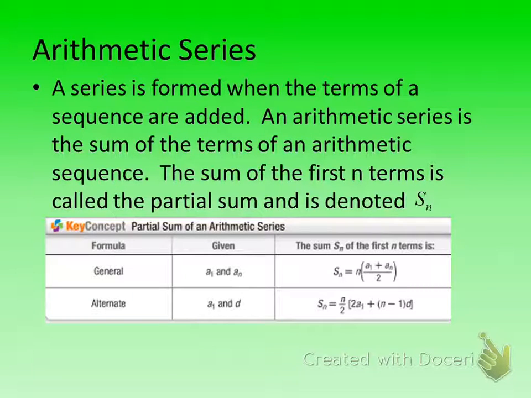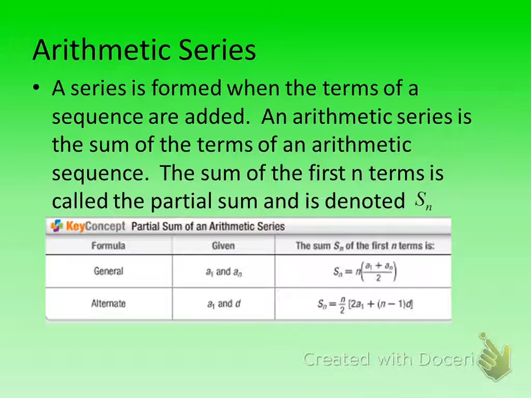Okay. Moving on to series, which is a new term. A series is formed when the terms of a sequence are added all together. And this is what we're going to spend the rest of the day on, the arithmetic series. An arithmetic series is the sum of the terms of an arithmetic sequence. So now you're taking all these terms that are in line and you're adding them all together.